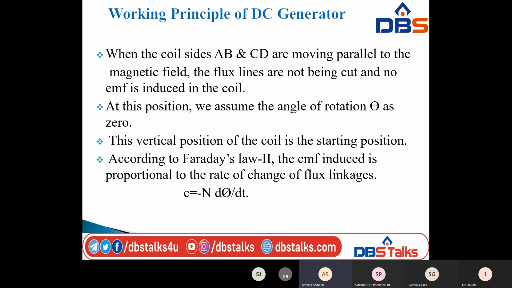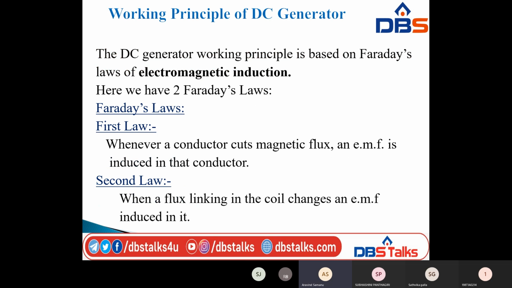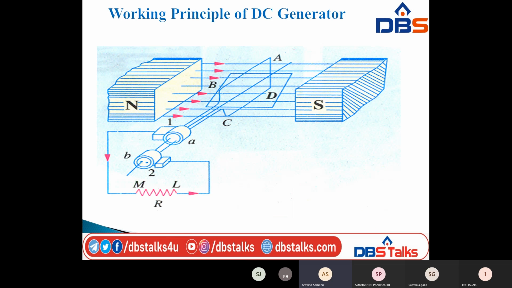Already I said this. Whenever the coil sides AB and CD are moving parallel to the magnetic field, N and S, these are the poles or magnets we are using in this case. The coil sides are moving in the anti-clockwise direction, parallel to the magnetic field. At that condition the flux lines are not being cut and no EMF is induced in the coil. So at this position we assume the angle of rotation theta is 0.